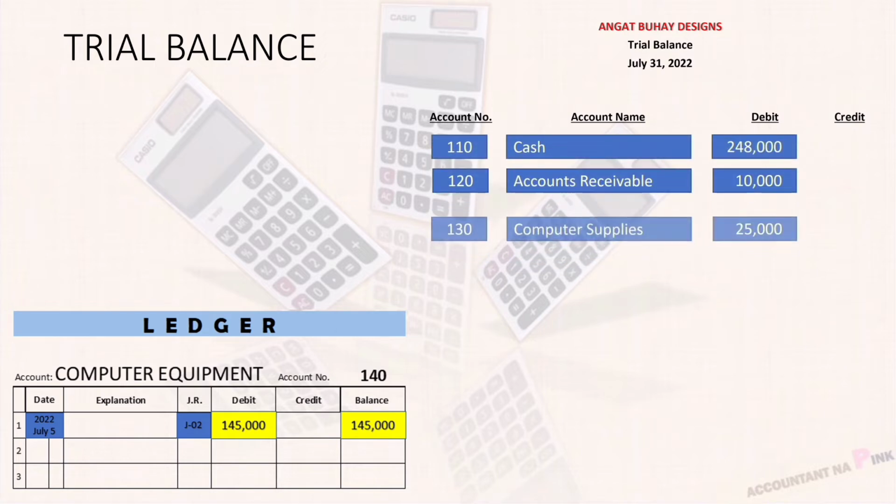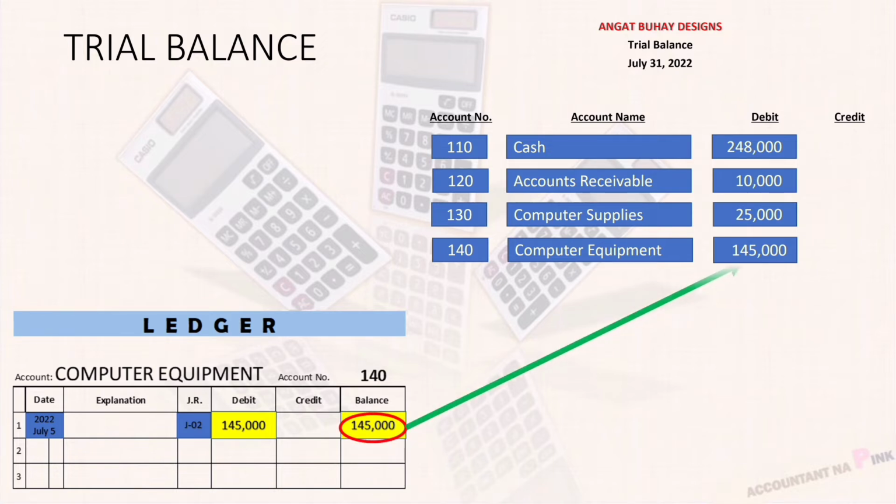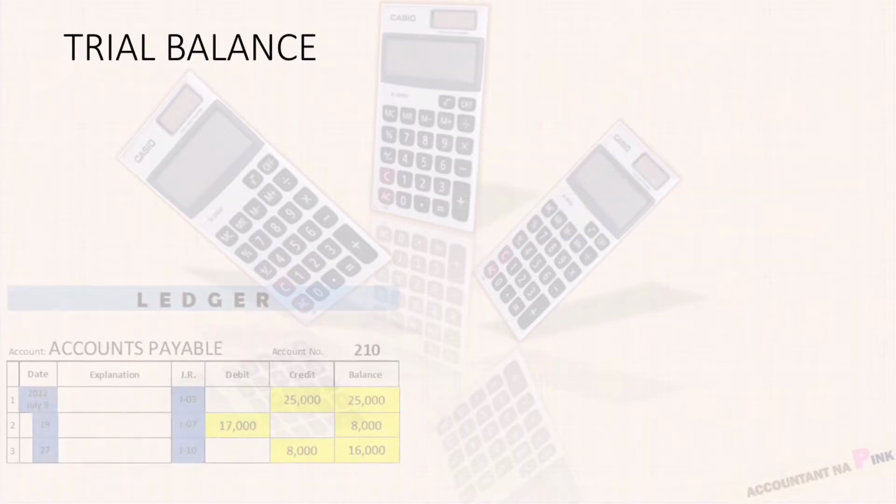Next ledger, computer equipment, account number 140. So you can see the ledger, the balance is 145,000 pesos. So we just transfer it to the trial balance under the debit column. Why debit? Because computer equipment is an asset. Asset normal balance is debit.